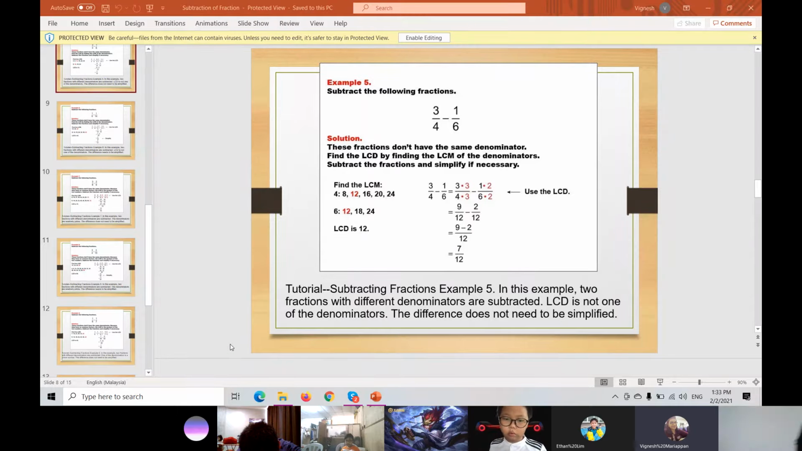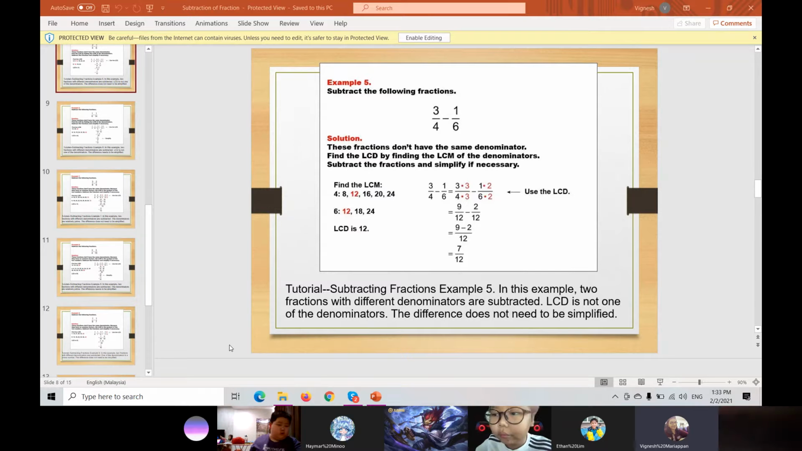Teacher. Yes, Quinas. What's your problem, Quinas? What happened? I cannot open my slide. What example? Subtraction of fractions slide, example 5, slide number 8.